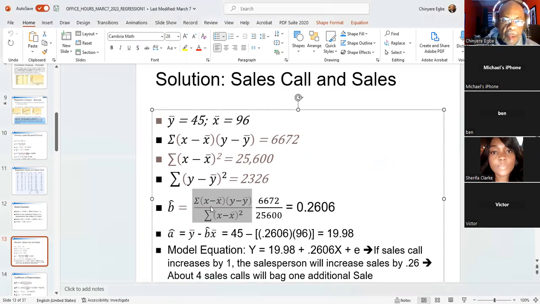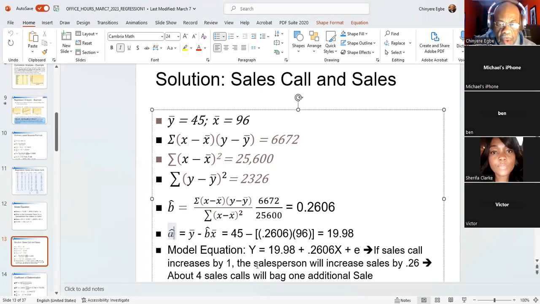So when you use that to calculate B hat, you get 0.2606. And when you use the formula for A hat, which is Y bar, which is 45, minus B hat, 0.2606, times X bar, which is 96, what you get is 19.98. Okay, so now you have 19.98 and 0.2606, you have an equation.